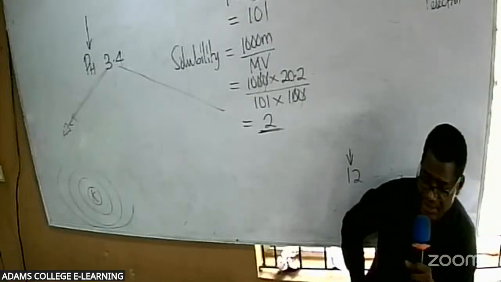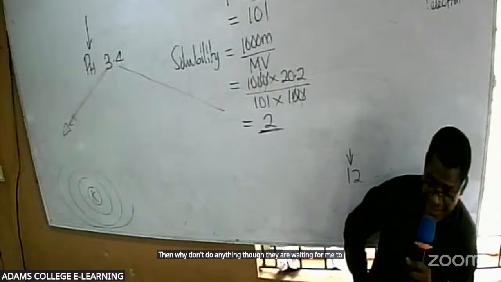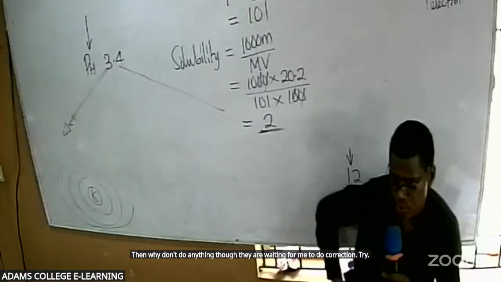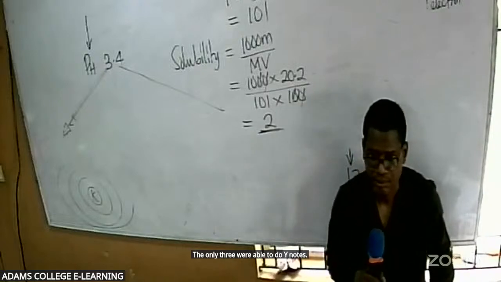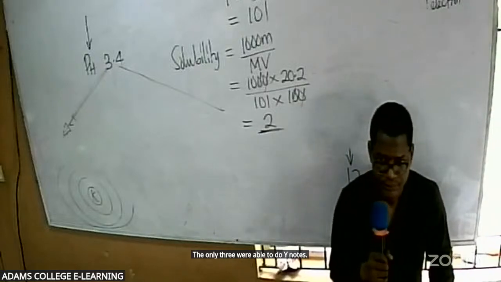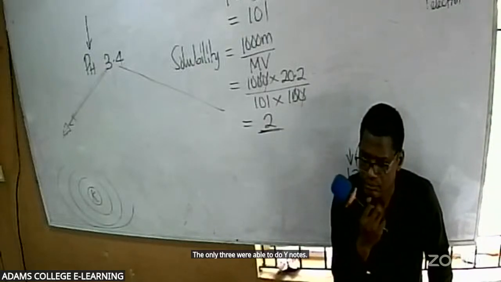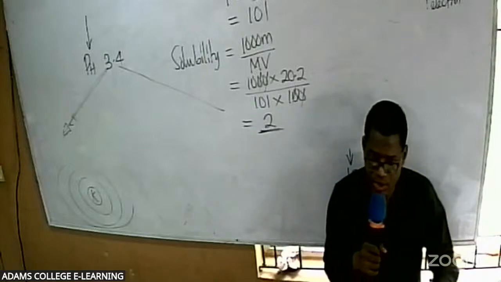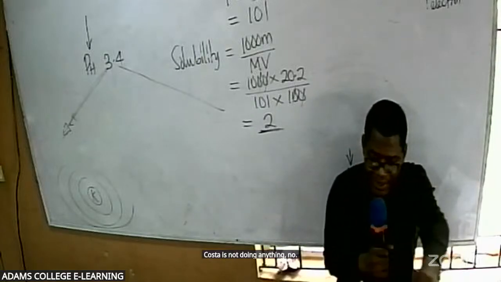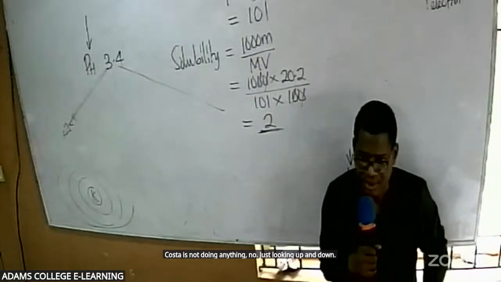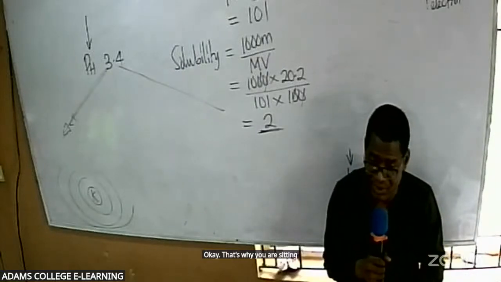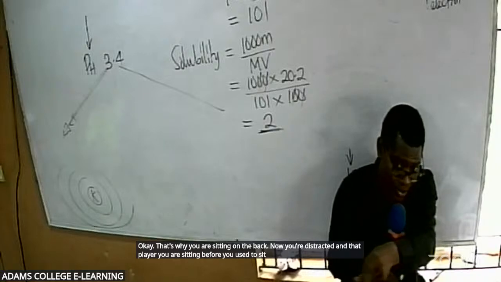Remember, I'm not doing anything. No, they are waiting for me to do the correction. Try. It was only 3 you were able to do. Why not? Kosi is not doing anything. No, just looking up and down. Okay. That's why you are sitting at the back now. You are distracted in that place you are sitting. Before you used to sit at the middle there, towards the back.